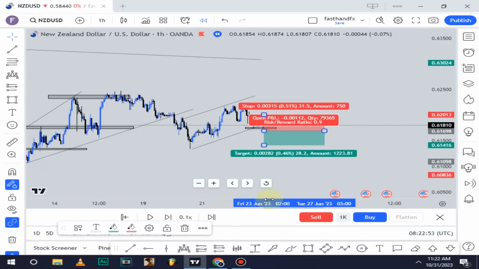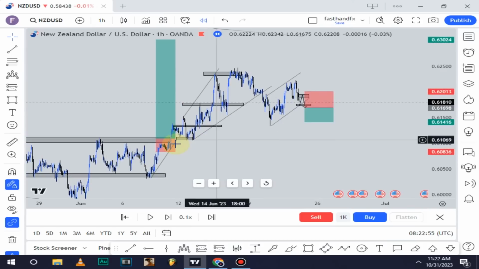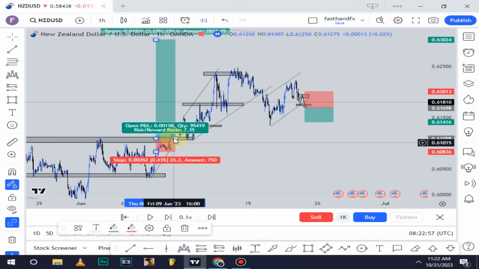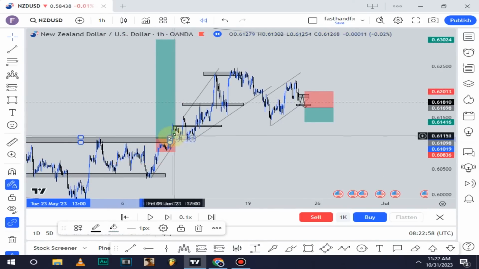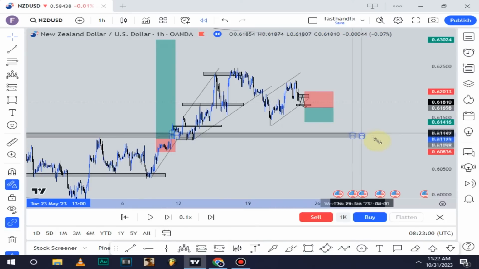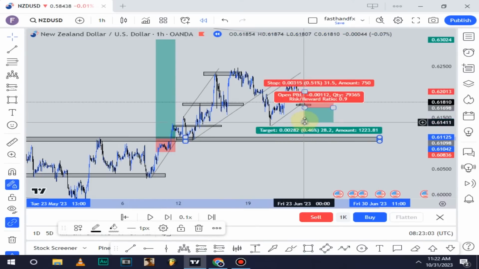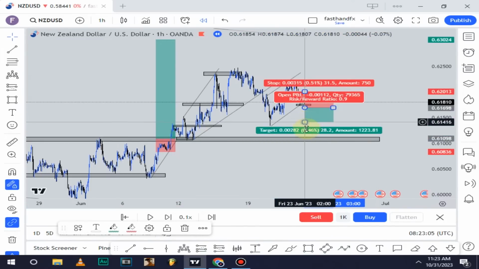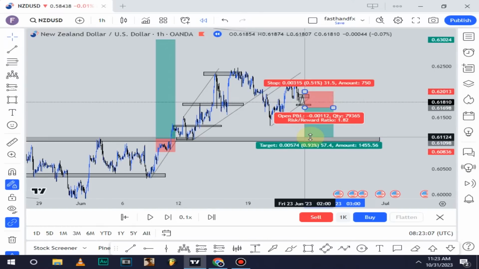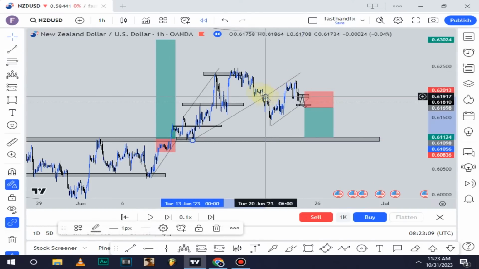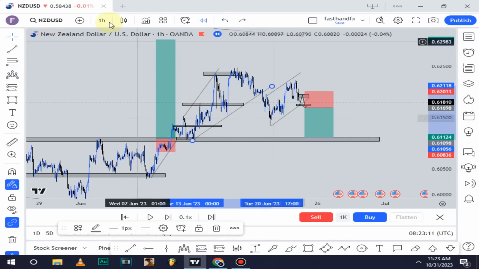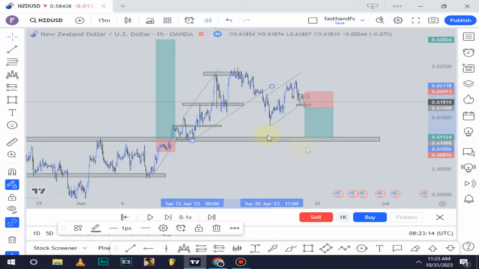Now we target down. Where was the last support or resistance? We had this zone, just need to extend this, have that zone, so that is our target. We need to do this. All right, so let's continue. Let's hit the 15 and see what the market is trying to do.